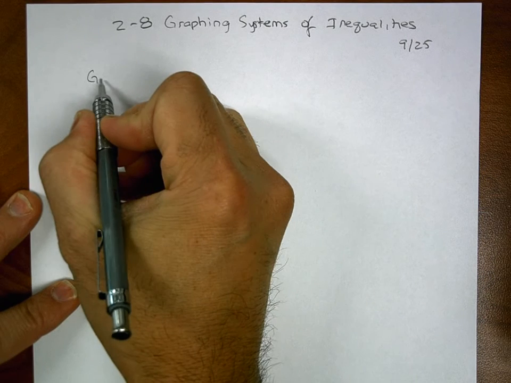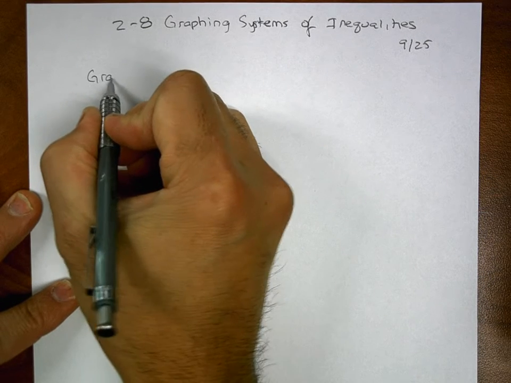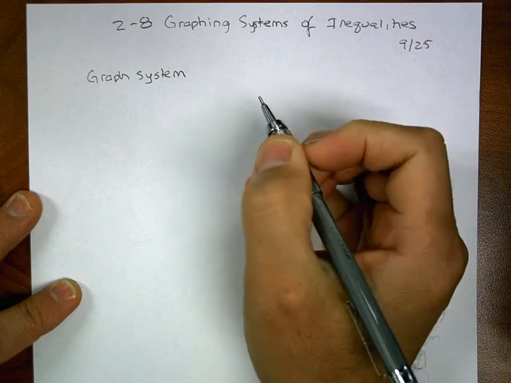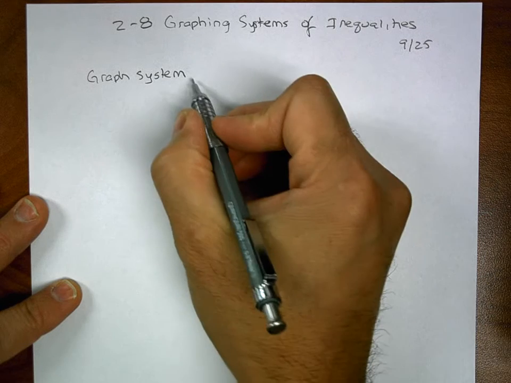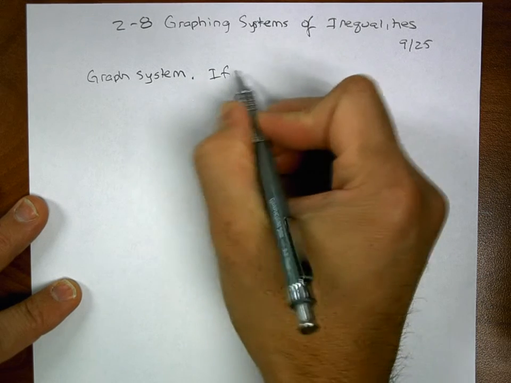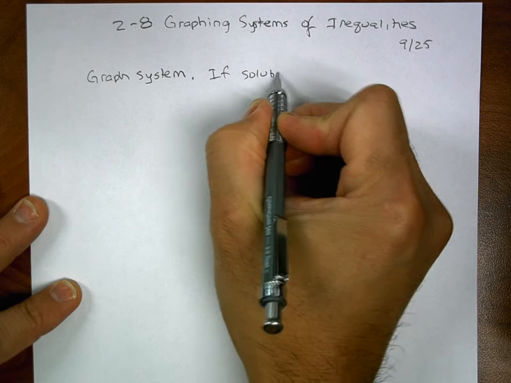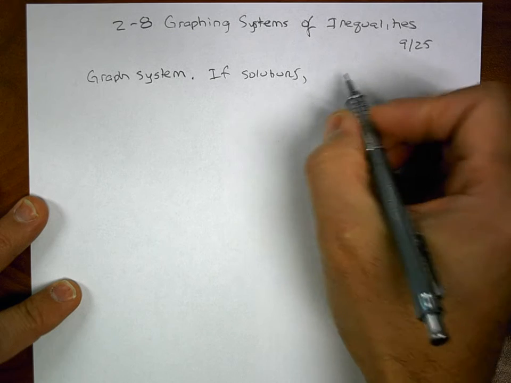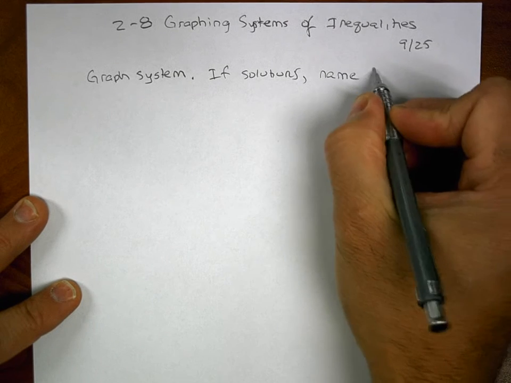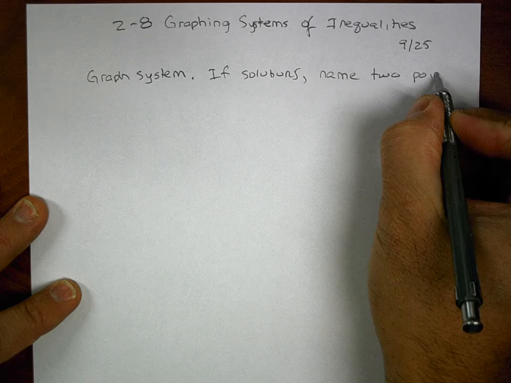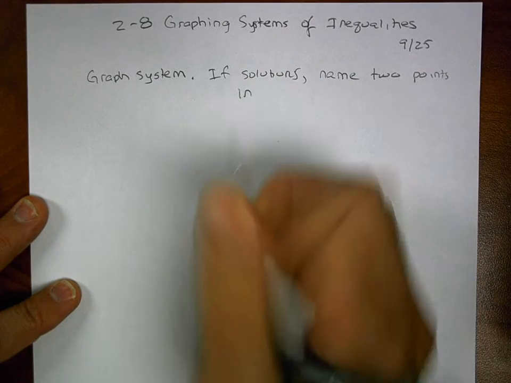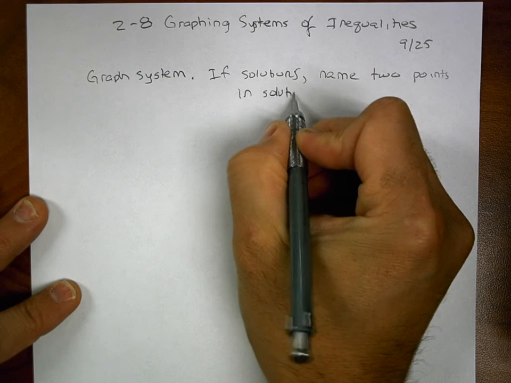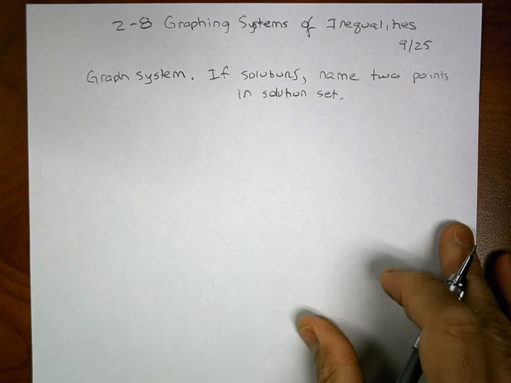All right, so just like our homework, it'll say graph the system, which is just more than one equation. And then if there are solutions, then you're going to name 2 points in the solution set. Okay, and I'll show you what that means in a second.